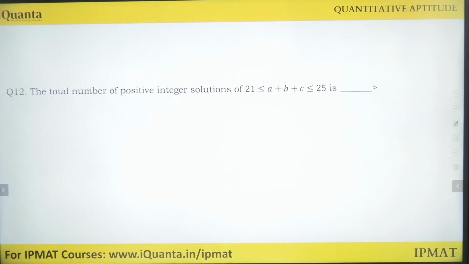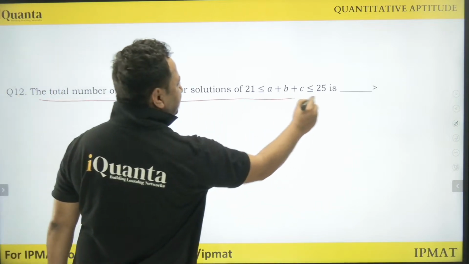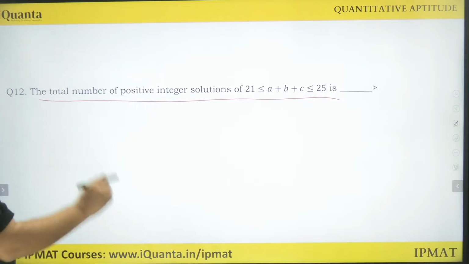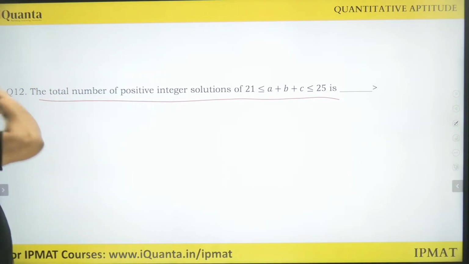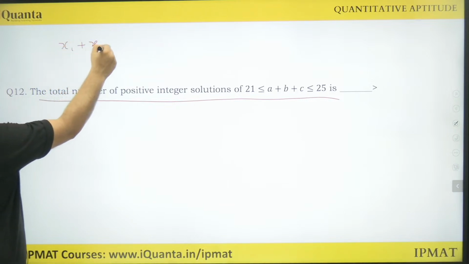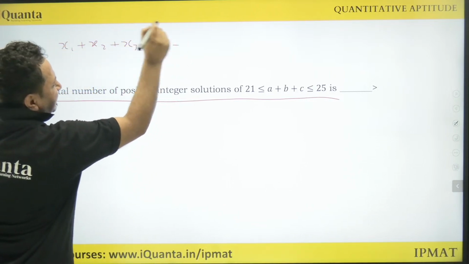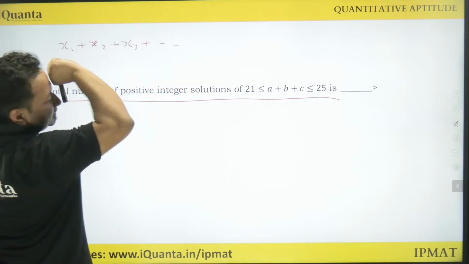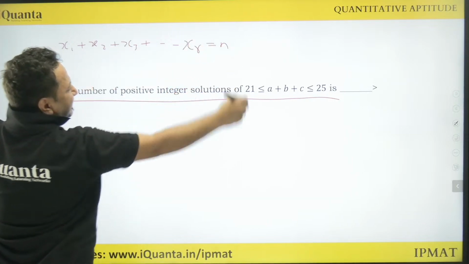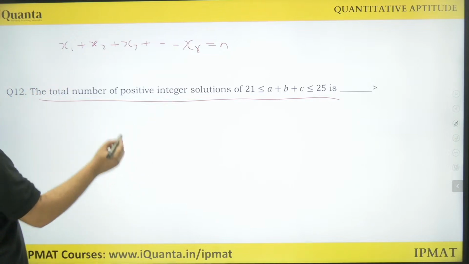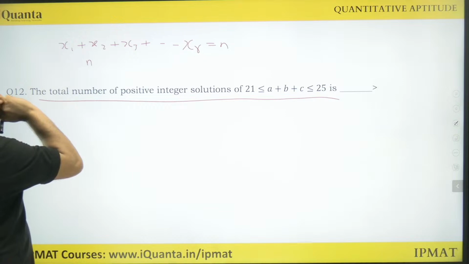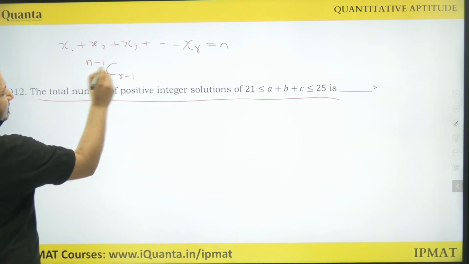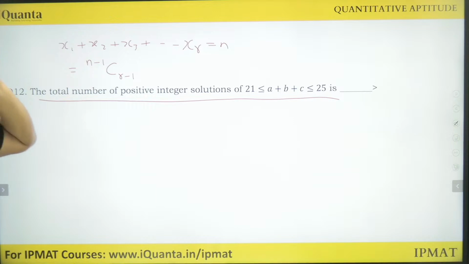The next one. Total number of positive integer solutions of this is what? So, whenever you have something like this, there's a formula: x1 plus x2 plus x3 till xr, if this is equal to n, then the total number of positive integral solutions is given by n minus 1 C r minus 1. Do you know this, all of you? We can call it natural solutions or positive integral solutions.